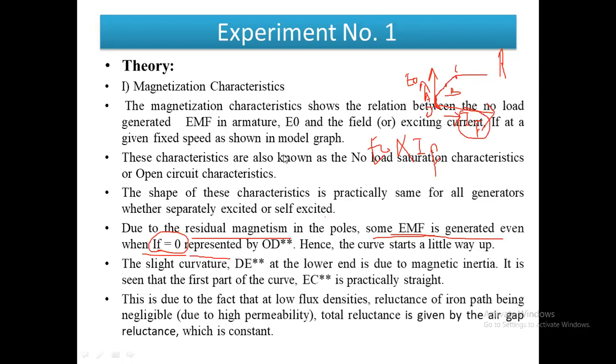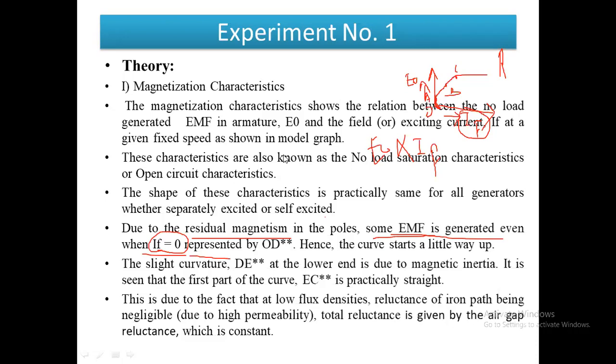Now, the curve starts a little way up; the curvature DE at the lower end is due to the magnetic inertia, and it is seen that the first part of the curve EC is practically straight. That means part AB will be linear, or a straight curve. If the field current increases, the induced EMF will also increase. Now, this is why it is linear.